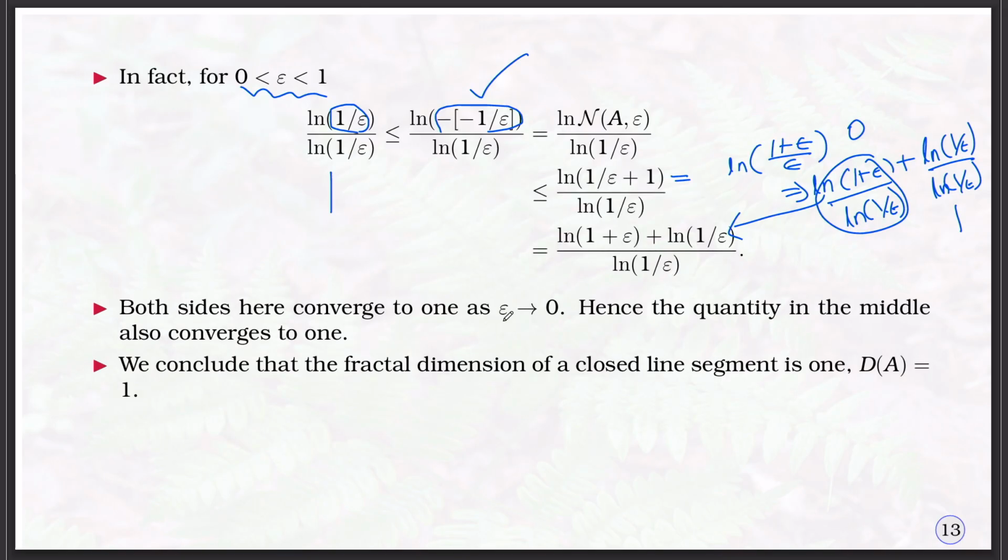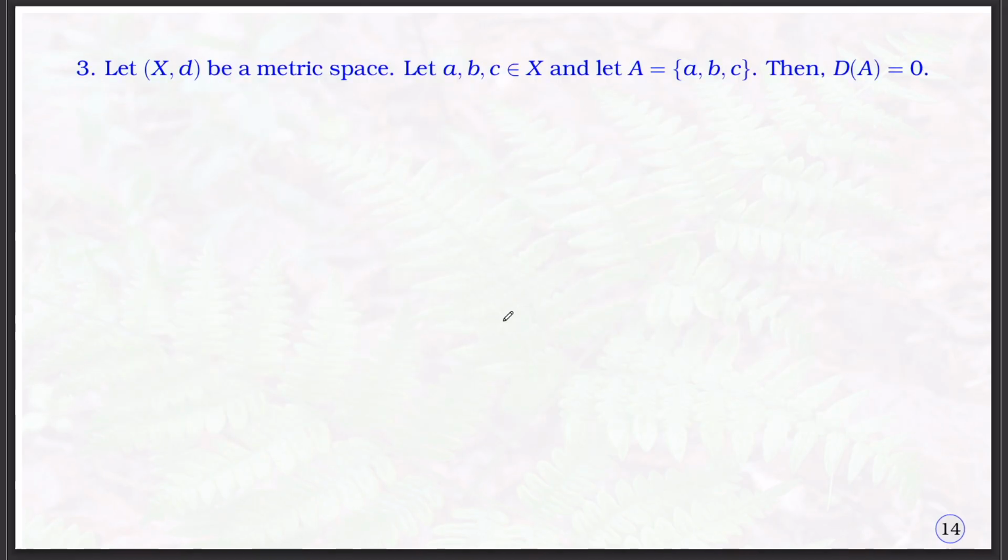Now, the first one we discussed with the trivial example. The second one we started with R power 2 with the Manhattan metric. Now, let (X, d) be a metric space. Here it is a random metric, not R power 1 or R power 2. Let A, B, C belong to X, and A is the finite set consisting of 3 points A, B, C. We need to show that the fractal dimension is 0.